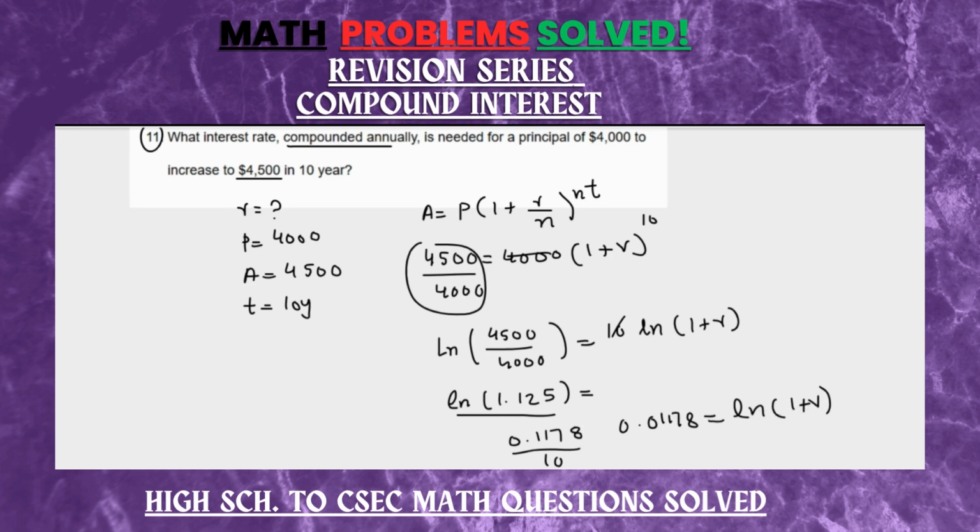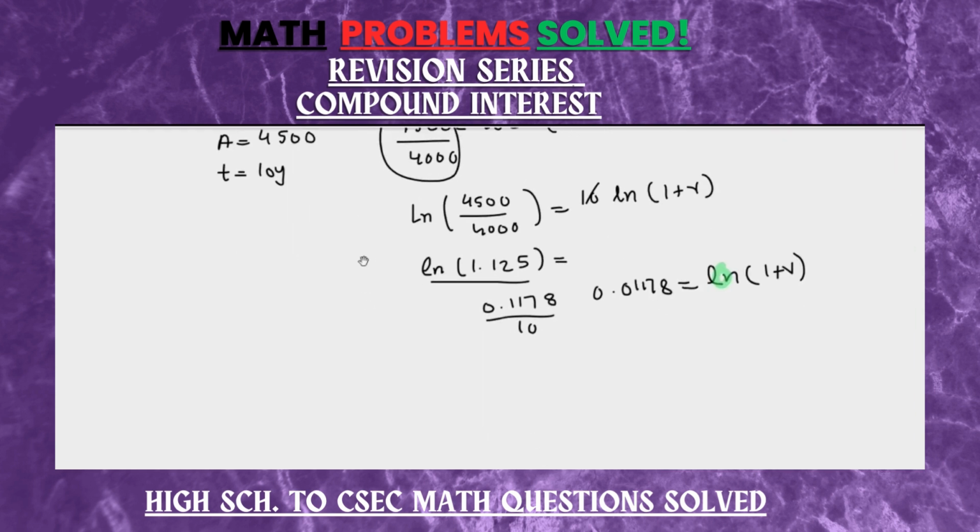Then what do you have to do to get rid of this natural logarithm? To get rid of this natural logarithm, you have to take the anti-logarithm. You will get an option on your calculator to find the anti-logarithm of 0.01178. So it will be something like 1.0118 equals 1 plus r. Then you have to subtract this 1 on the other side. You will get something like 0.011 equals r.